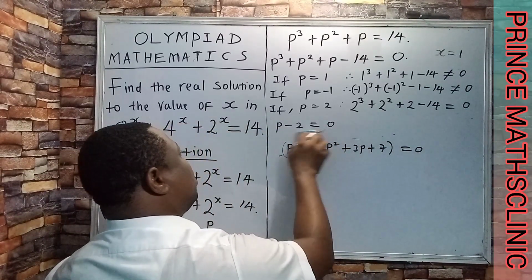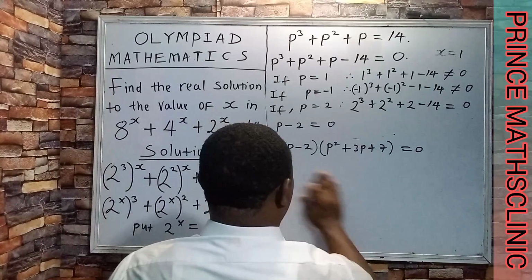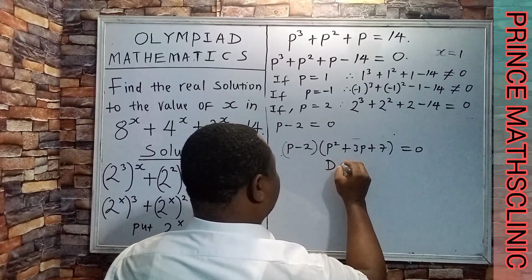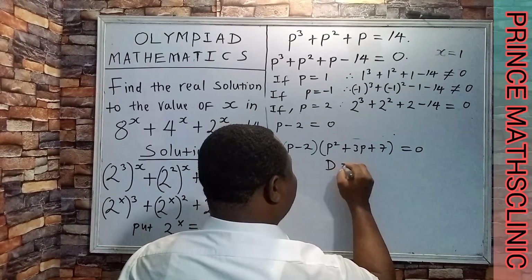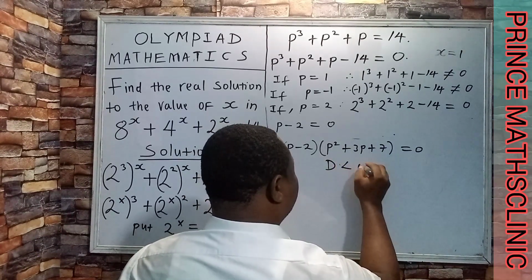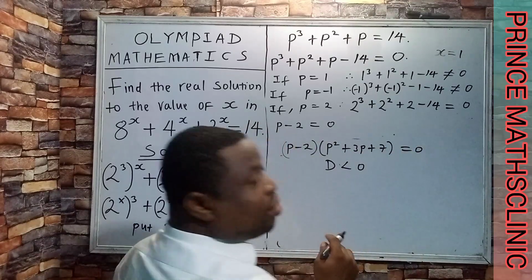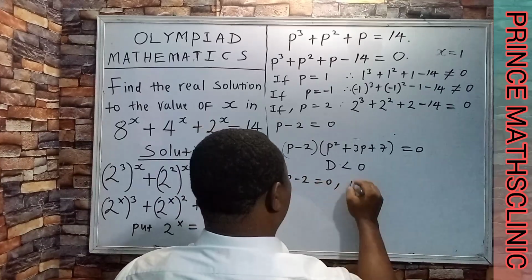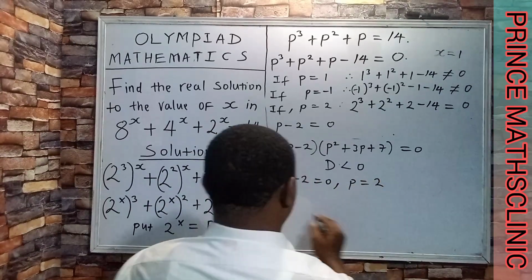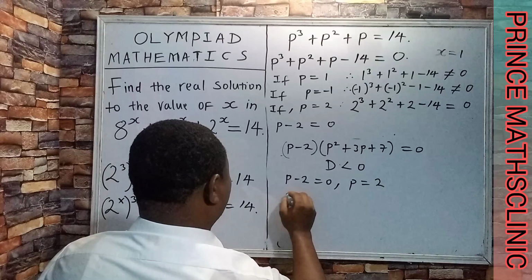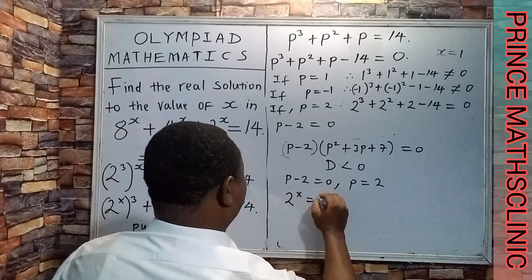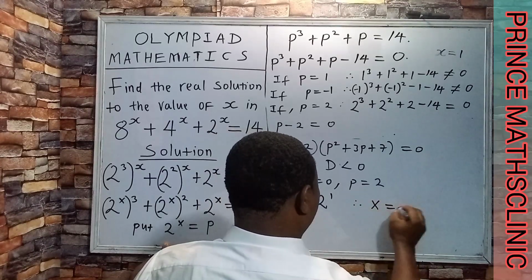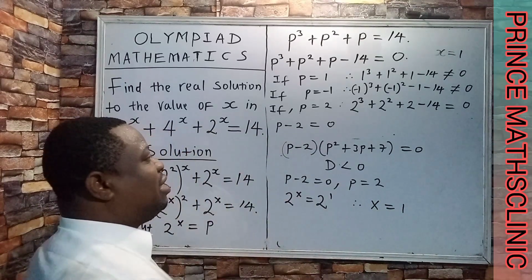So from this point, of course, we have already found out that this part, the value for the discriminant here, is less than 0. So we cannot get any real solution. So from here, that is p minus 2 equals 0, we found out that p is equal to 2. Then we record that 2 to the power of x is equal to 2 to the power of 1. From where we obtain the value for x to be 1, because the bases are the same.